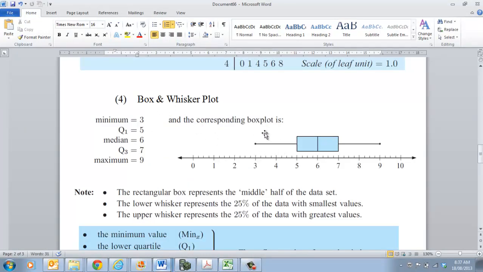It's a good way of comparing two data sets as well, so you can have multiple data sets next to each other, and then you can talk about whether a claim is true or a claim is not true. Just note some information about that.